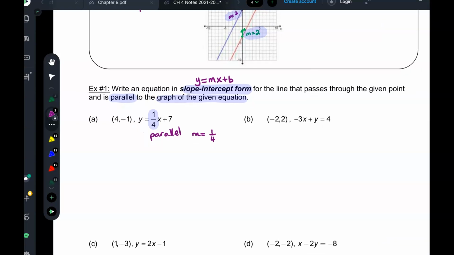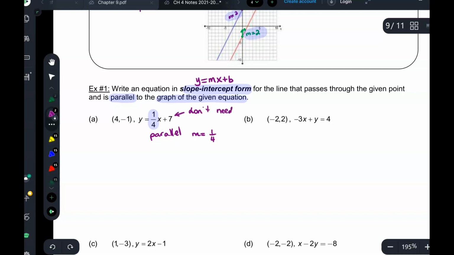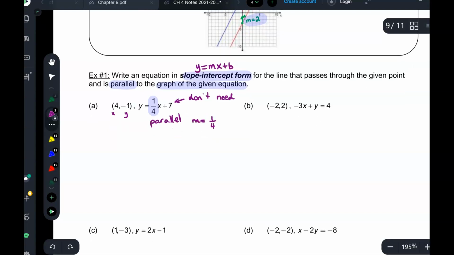Okay, so if it's parallel, we're going to use a slope of 1/4. Now, that plus 7 at the end, we don't need that. We're not going to use that. The only information we needed from this was the slope, that coefficient of x. Now, we're going to use x and y. What do we need in order to write the equation of a line? y equals mx plus b. Well, we have m. We figured out what that is. We need to figure out b.